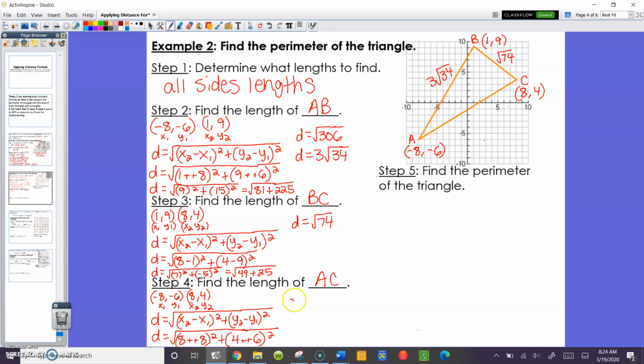We're going to simplify our parentheses. 8 plus 8 is 16, and 4 plus 6 is 10. All right, 16 squared is 256, and 10 squared is 100. So D equals the square root of 356. And let's see if that simplifies. And it does. So D equals 2 square root 89. So we have 2 square root 89.